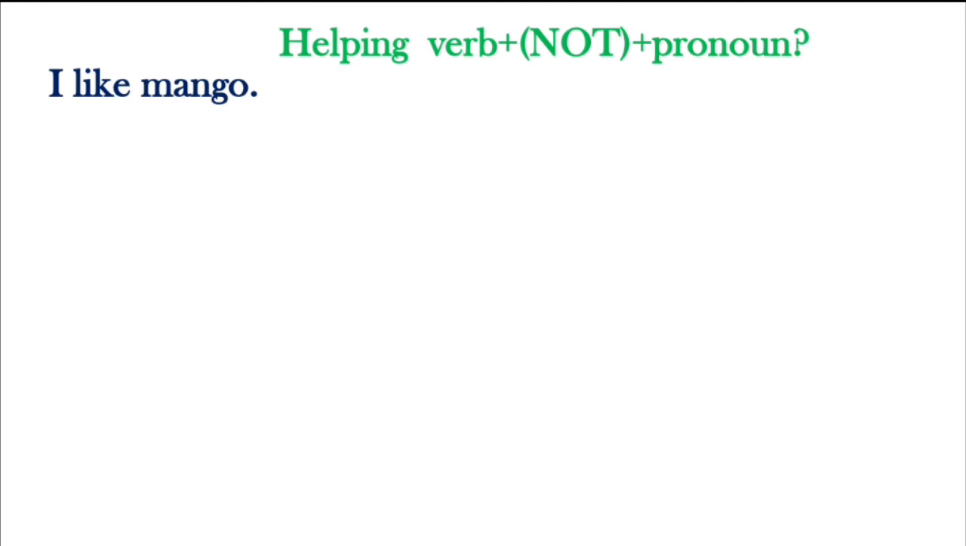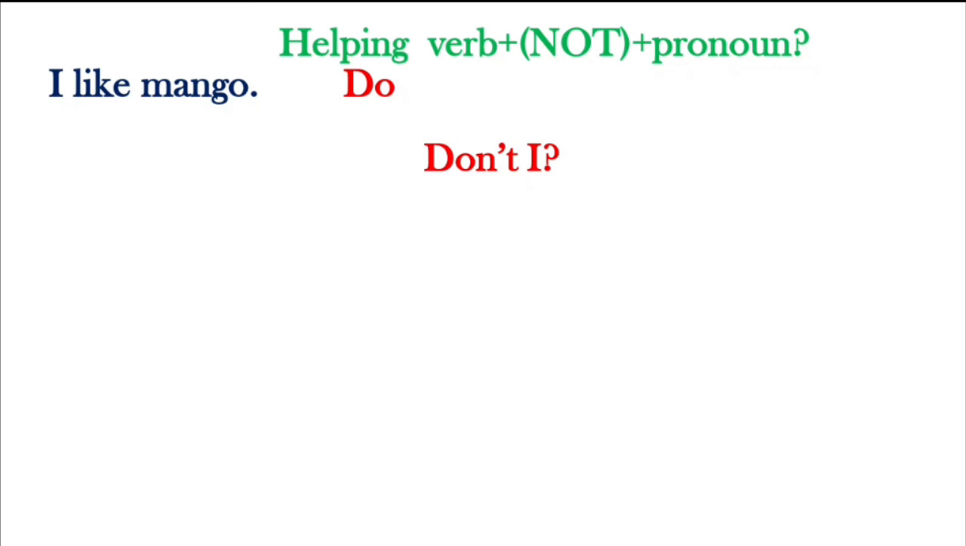Look at this sentence. I like mango. Here "like" is a main verb. There is no helping verb, but to frame a question tag, we need a helping verb. "Like" is in the present simple tense, so we are using "do" here as a helping verb to frame the question tag. By using do, we make "don't I." Do is a helping verb, and this sentence is positive, so we use "not" to make a negative question tag, and "I" is a pronoun.